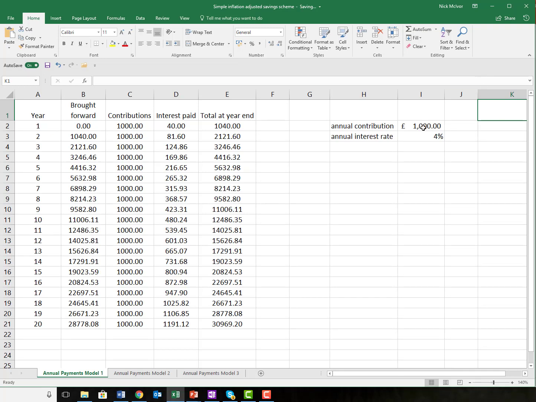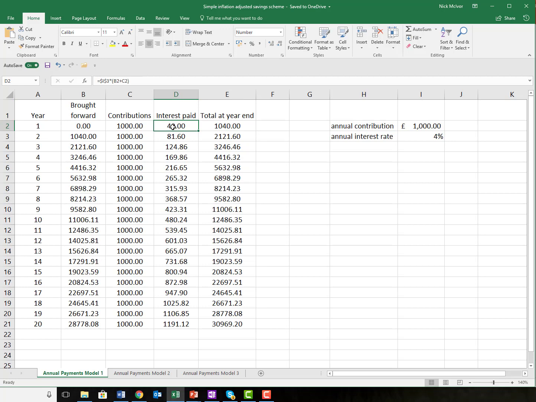As you can see, my two modelling assumptions are up here on the right. Annual contribution, £1,000. Annual interest rate, 4%. Now I want to be able to adjust these figures to run different versions of this model, so I'm putting them up here. And now I'm going to have to build these numbers into my spreadsheet. In year one, I haven't got any savings until I put some money in. So I'm bringing forward nothing into my account, and I pay in £1,000.